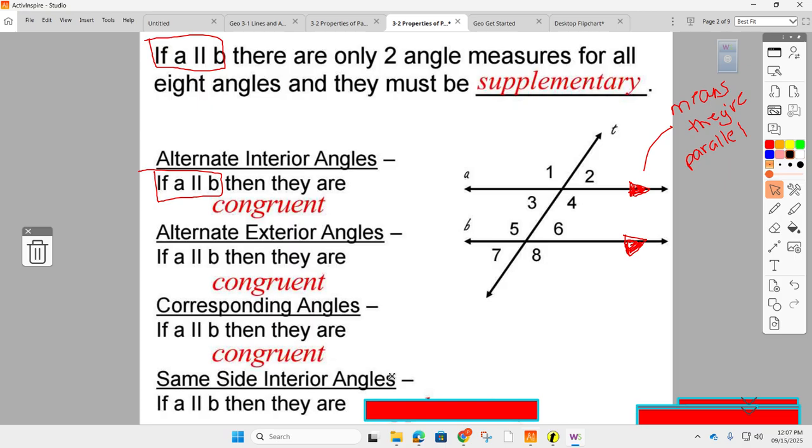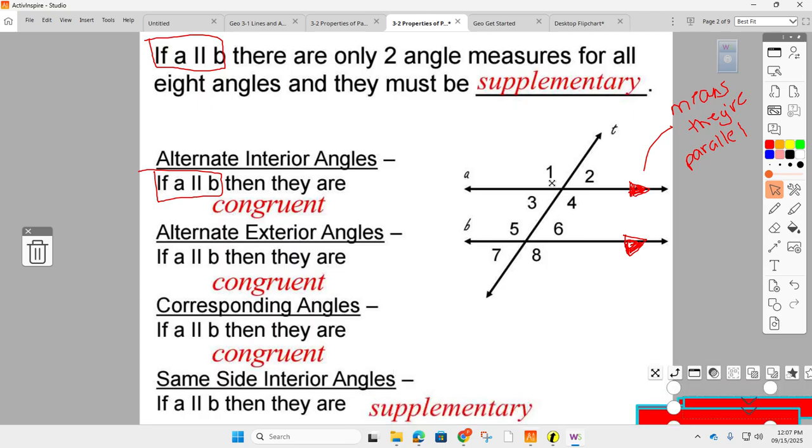And same side interior angles. So all interior, but not alternate, same side. So 3 and 5, 4 and 6. Those angle pairs, when they're created with parallel lines, are not congruent. They are supplementary. We know that 1 and 3 are supplementary because they're a linear pair. We know that 1 and 2 are supplementary because they're a linear pair. 3 and 5 are not a linear pair, but per this rule, if these two lines are parallel and these angles are created by lines crossing them, then these two angles and these two angles would be supplementary. Any questions?